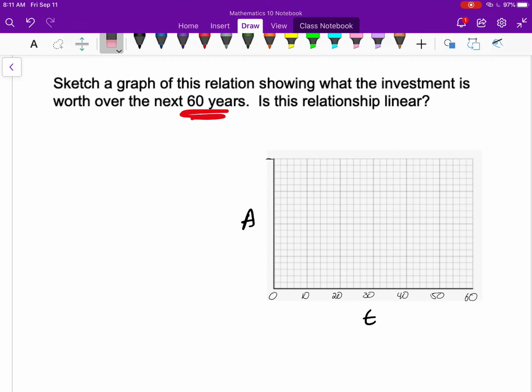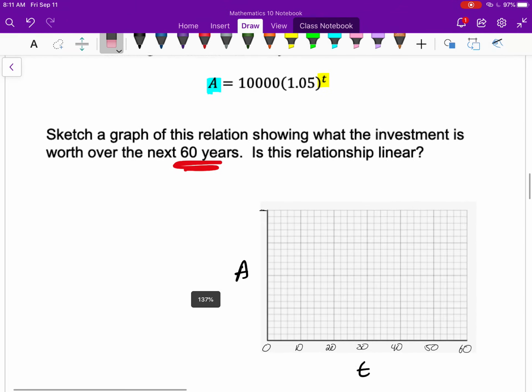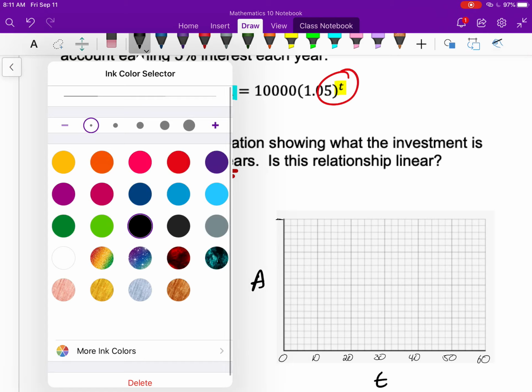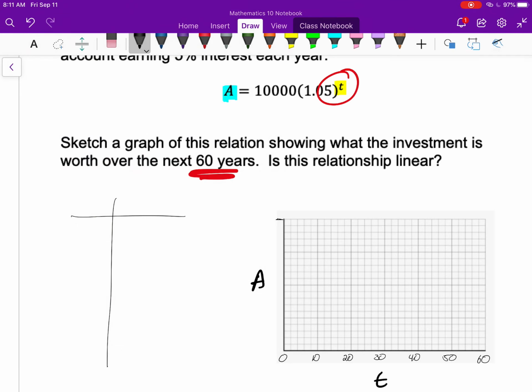So how do I figure out what this investment is worth after 60 years? Very quick with a scientific calculator. Go back to my equation and replace t with 60. And really what I'm going to do is make a little table here, but instead of x and y, I have time and the amount of money. And like before, I have an equation. And so I'm going to go to my calculator, and I'm going to jump straight to 60 years. And so replace t with 60, I get 10,000 times 1.05 to the power of 60.